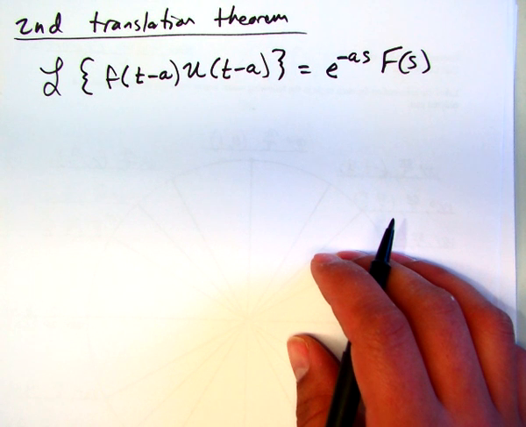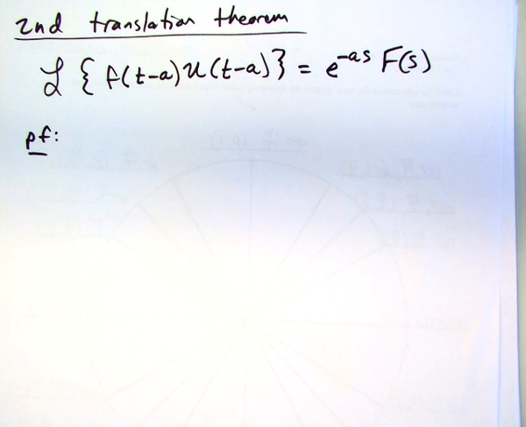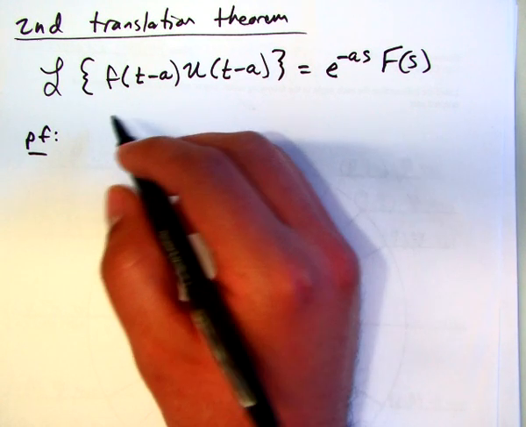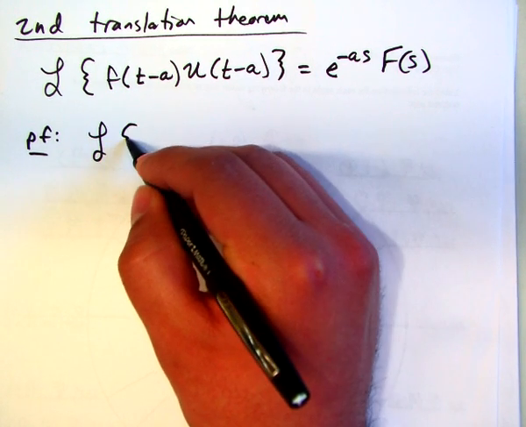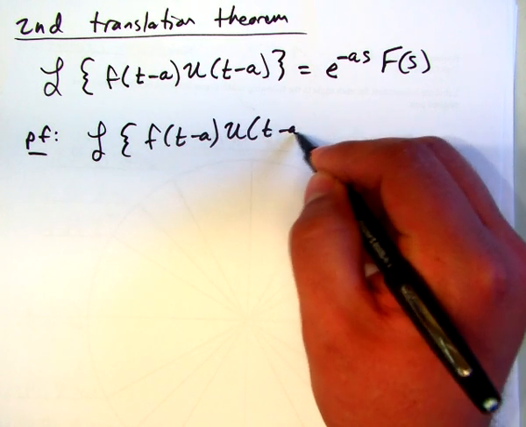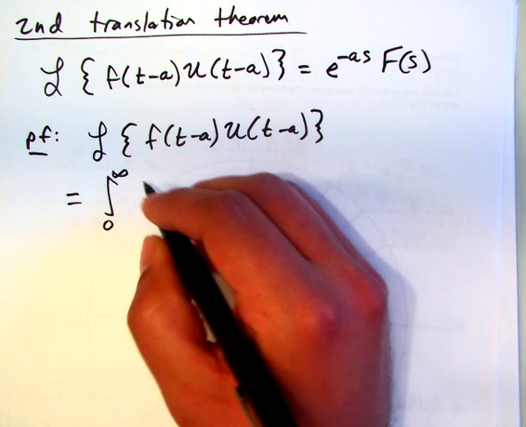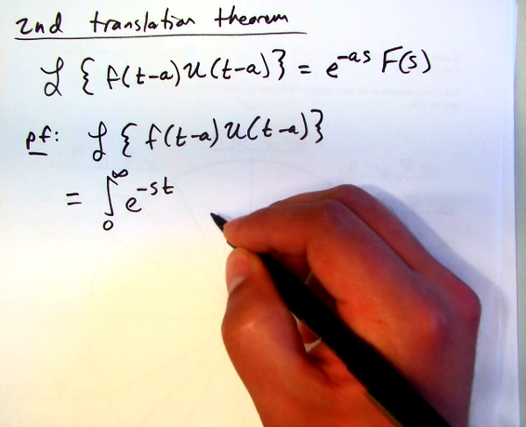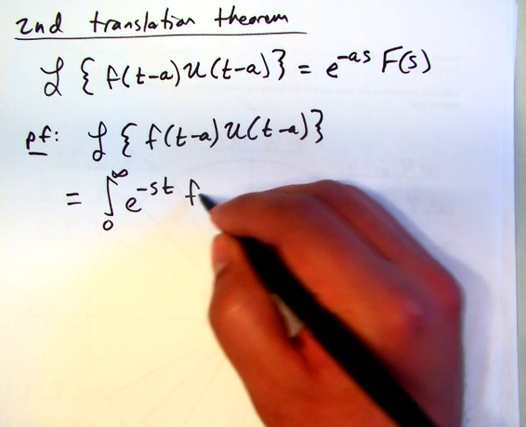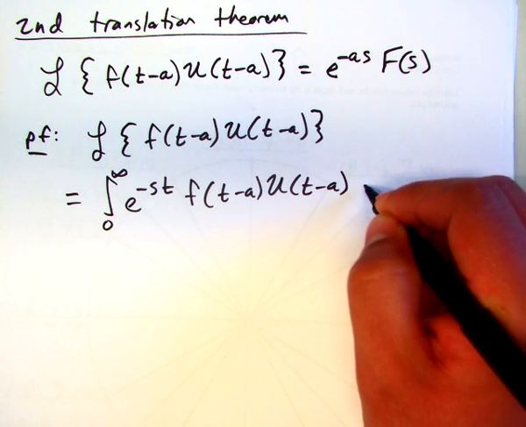And we'll go ahead and prove this one too. Why not? So again, this is pretty straightforward. You just start with the definition of the transform. So the Laplace transform of the function that we are interested in, using the definition, is the integral from 0 to infinity of e to the minus st times the function that we are transforming, dt.